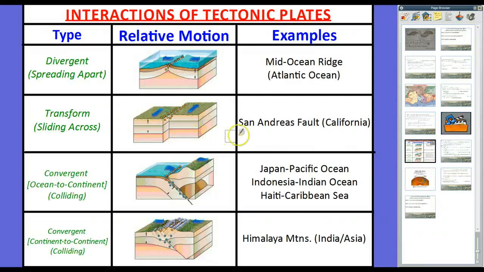Transform plates, they're sliding across from each other. They're sliding across, they're catching, causing earthquakes. The San Andreas Fault in California is an example of this. You have convergent, or ocean-to-continent plates. They're colliding. The more dense of the two is slipping under. Good examples of this are Japan colliding with the Pacific Ocean, Indonesia colliding with the Indian Ocean, also Haiti in the Caribbean Sea. And then we have continent-to-continent colliding where mountains will form, and that's the Himalayas.